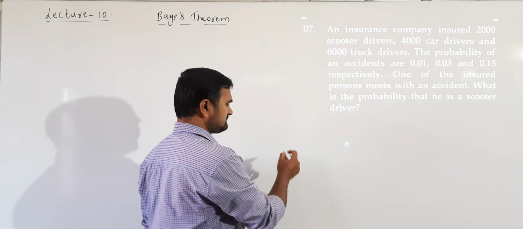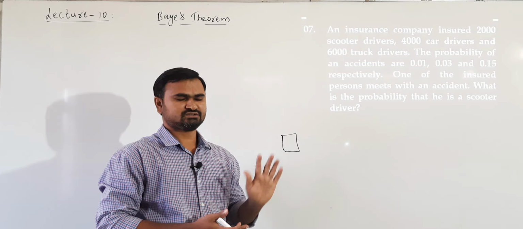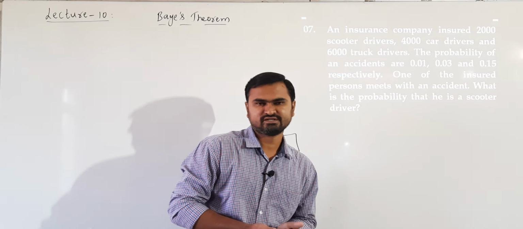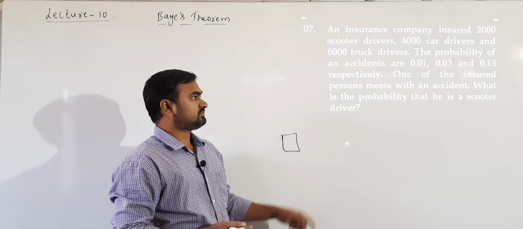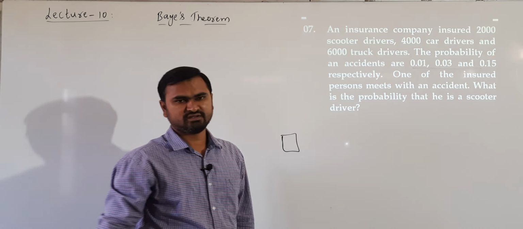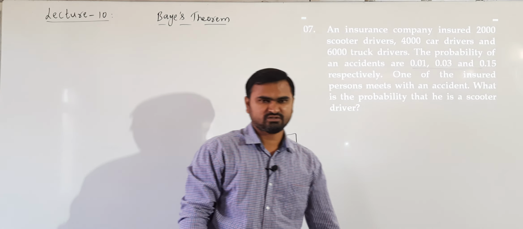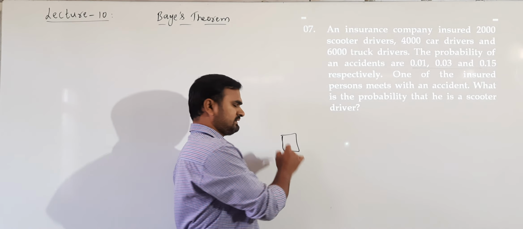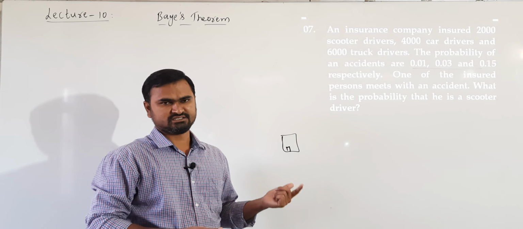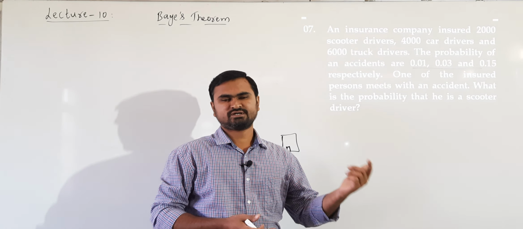Suppose we have an insurance company, and we are giving insurance to three types of drivers: scooter drivers, car drivers and truck drivers. The probabilities of meeting with an accident for these three types of drivers are given. Now one of the insured persons meets with an accident. So you are sitting in the office of your company and you get a call that one of the insured persons met with an accident, but we don't know which driver it is.